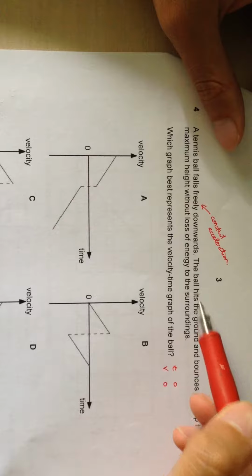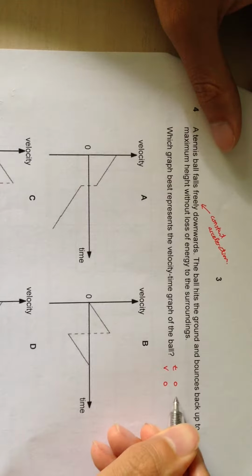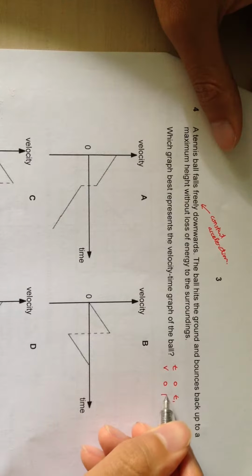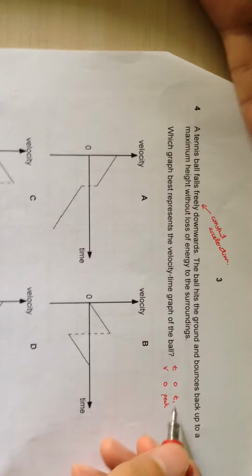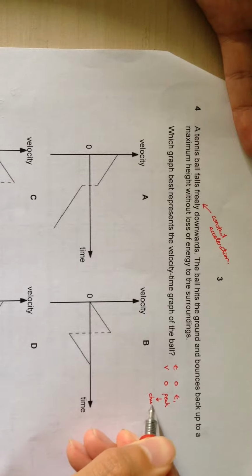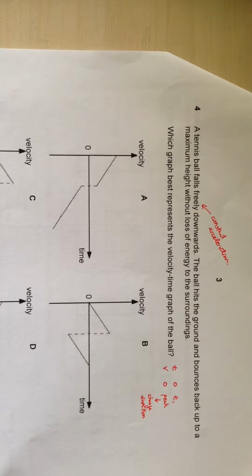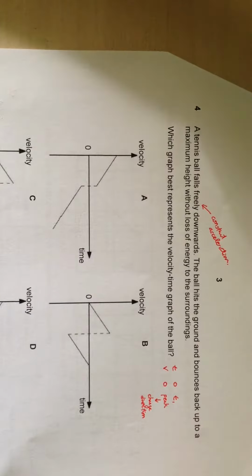Then it tells you that the ball hits the ground, meaning that at some time, I do not know what it is, let's call it T1, the velocity is going to peak because it hit the ground. And the next moment after it peaks, it is going to suddenly change direction. That means from positive to negative, or from negative to positive, because it's going to bounce back up. So there's a sudden change of velocity in terms of the sign.